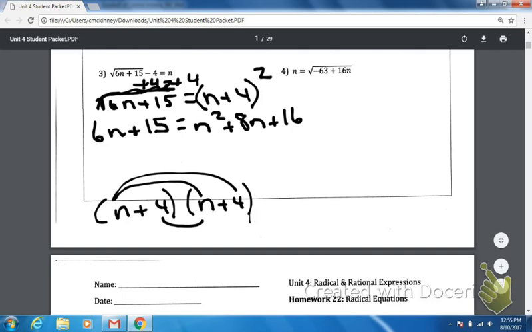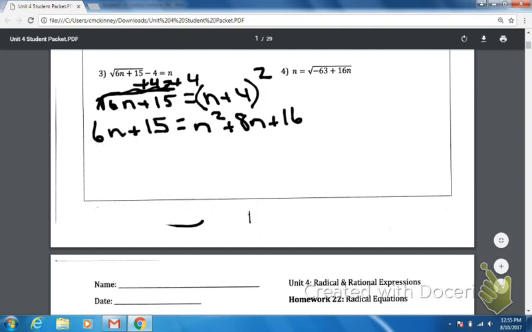N times n. These two. So I have to, it's that whole thing in parentheses squared. So, good. Because we had to square both sides, and that was not under a radical.